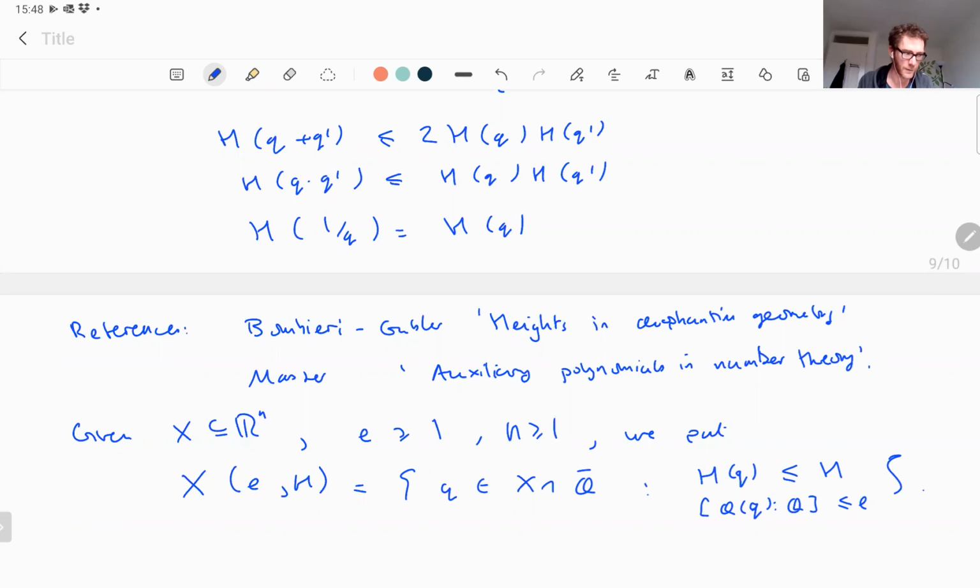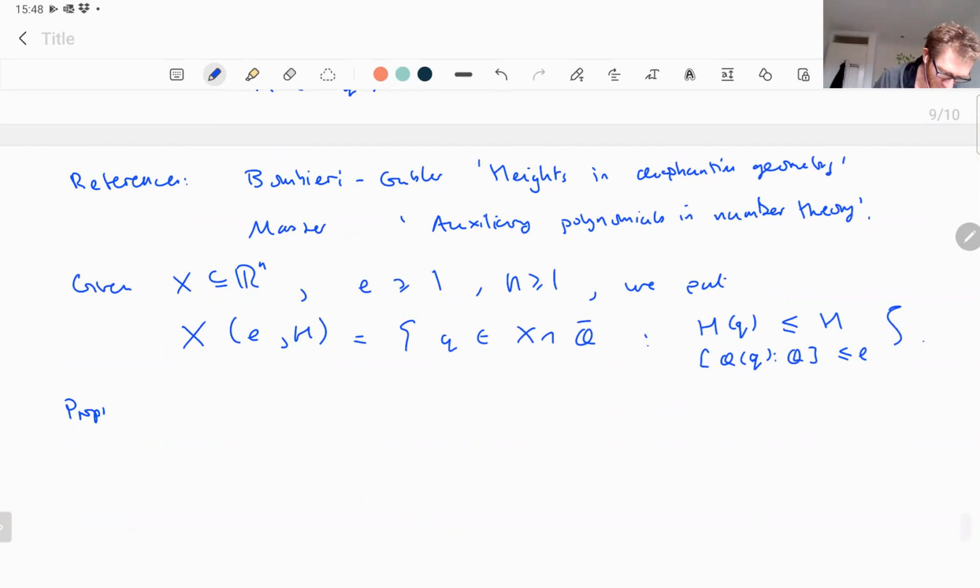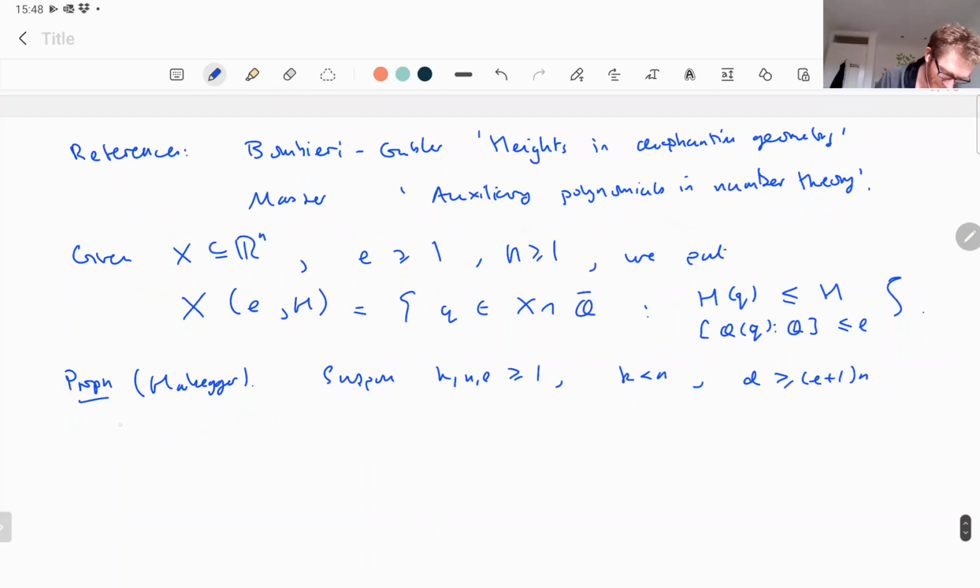I'm supposed to stop at 10:02. I'm going to write a proposition very quickly. So this is what we're going to prove. Proposition. Suppose K, N, E at least one, K less than N, D is at least (E+1) times N. Are these all integers? All integers.